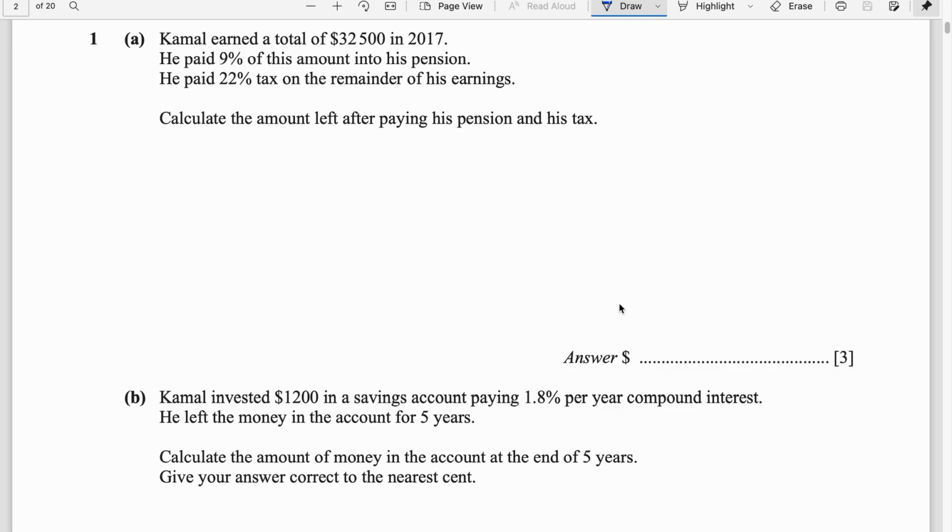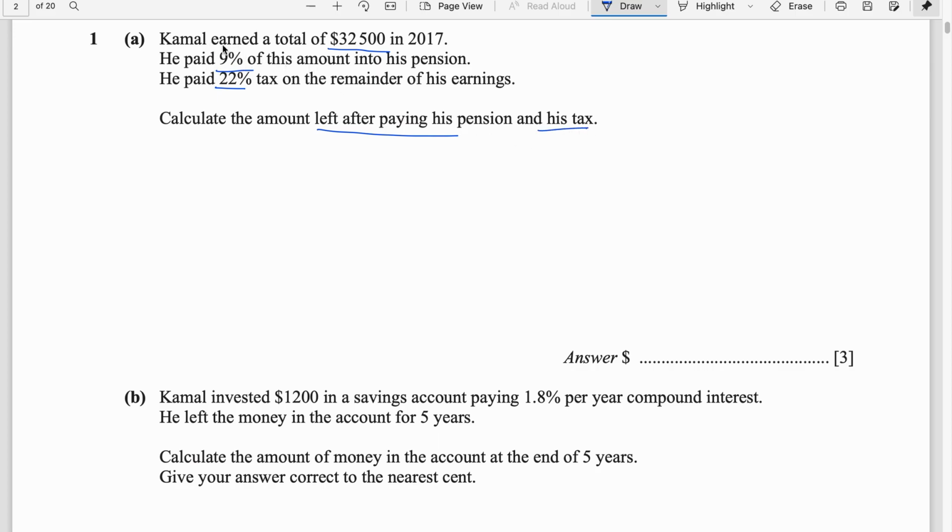Question number 1. Kamal earned a total of 32,500 in 2017. He paid 9% of this amount into his pension. He paid 22% tax on the remainder of his earnings. Calculate the amount left after paying his pension and his tax.